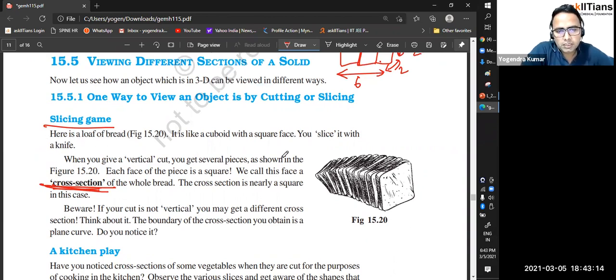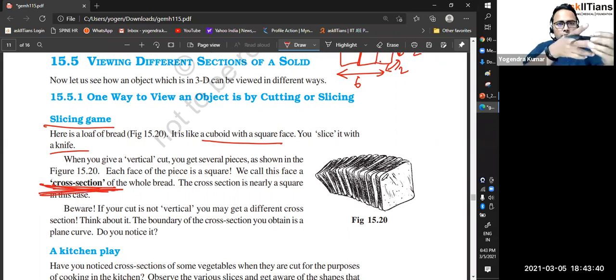Okay, let me show you here. If there is bread in the cuboid shape, you slice it with the knife. When you give a vertical cut, you get several pieces as shown in the figure. You can get several pieces like this. Each face of the piece is a square. We call it cross section view. That is what cross section view is.